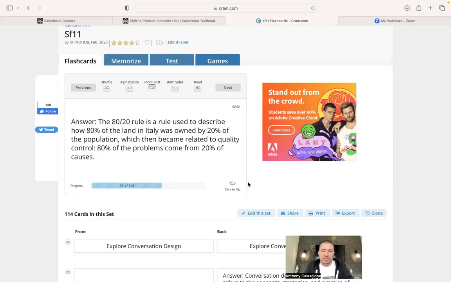The 80-20 rule is used to describe how 80% of the land in Italy was owned by 20% of the population, which then became related to quality control. 80% of the problems come from 20% of the causes.